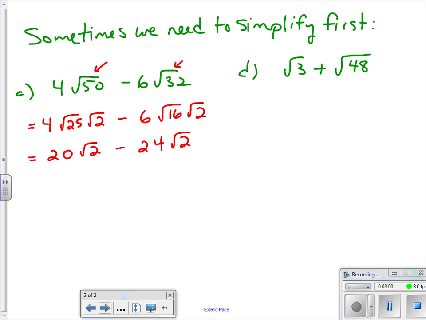So now my radicands are equal. So I've got 20 root 2 minus 24 root 2. So I end up with negative 4 root 2. Okay, and that is in its most simplified form.